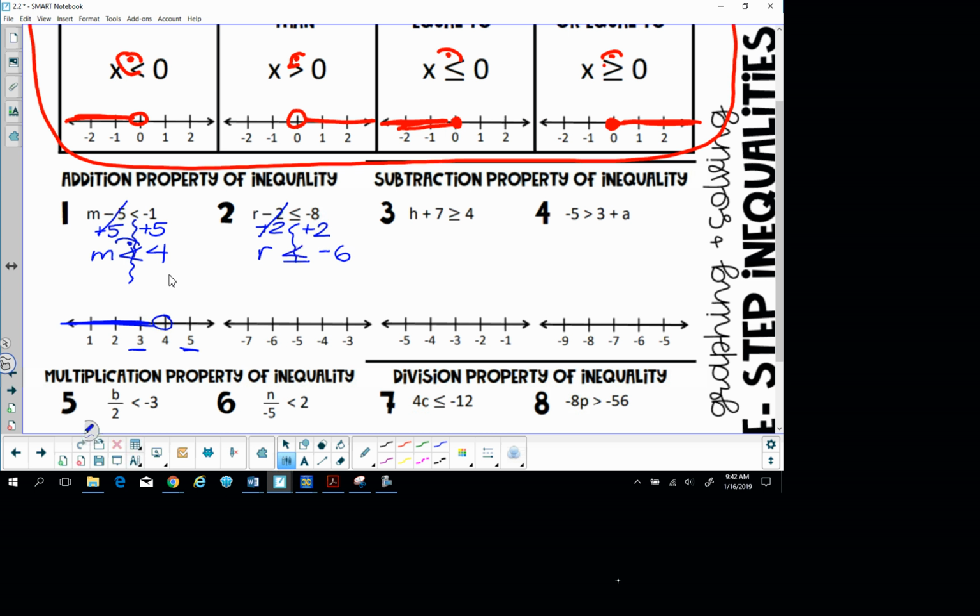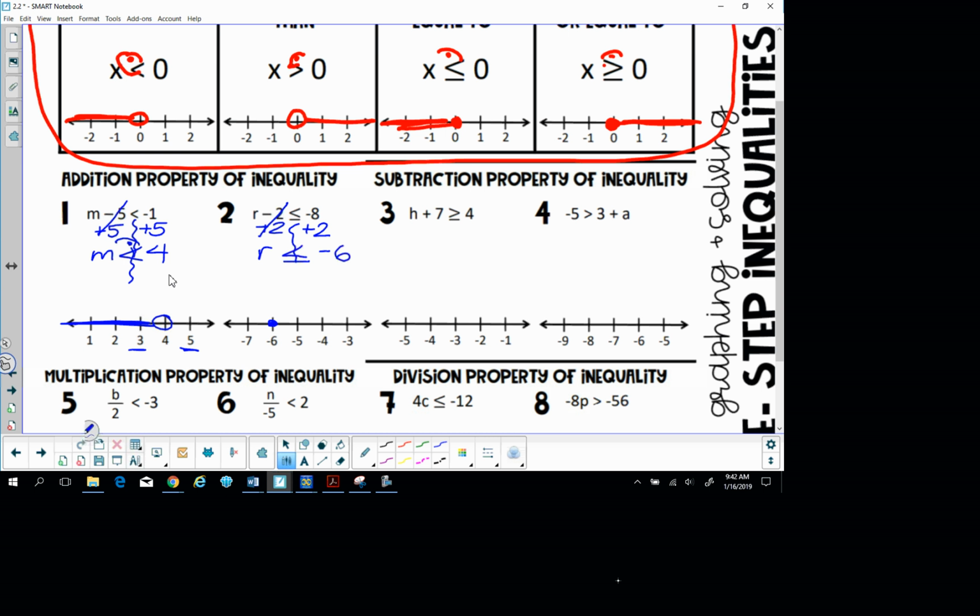How many people got that far? Give me a thumbs up. Cool. Now, I know, is it a solid, or is it open or closed circle if it has a line underneath it? Closed, right? Because it's like, it's equal to also. So I'm going to put a closed circle on -6.